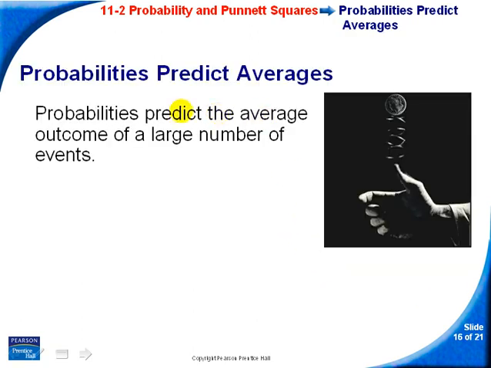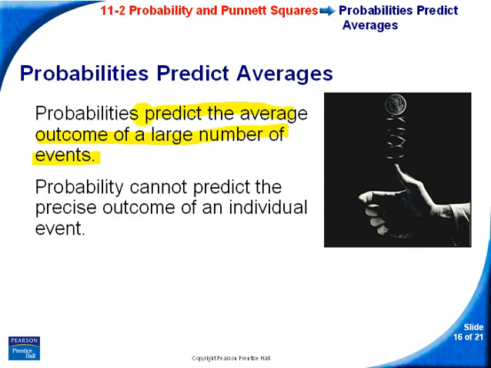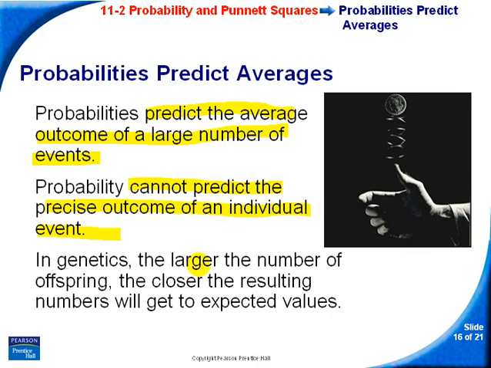So let's sum this up on probabilities. Probabilities predict the average outcome of a large number of events. That means if we do 400 crosses of 2 heterozygous plants, we're going to end up with a 3 to 1 ratio. So we should have roughly a 300 to 100 ratio. However, it cannot predict the precise outcome of any individual event. Meaning, if we took one seed and looked at the Punnett square and said, oh, this is going to be tall or this is going to be short, we can't do that. We can look at a large number of offspring and use the prediction.